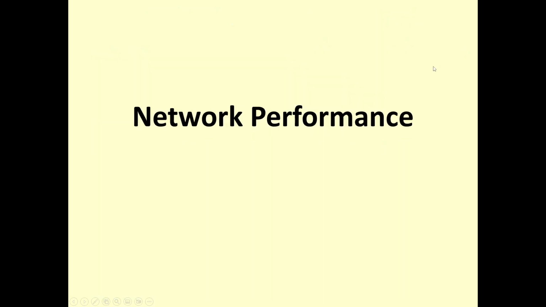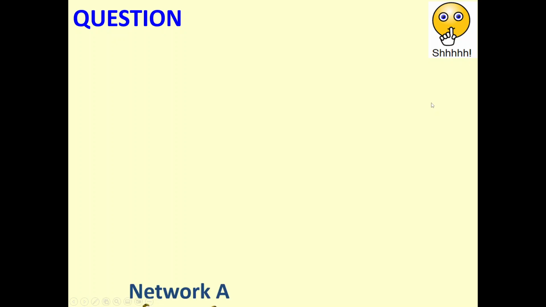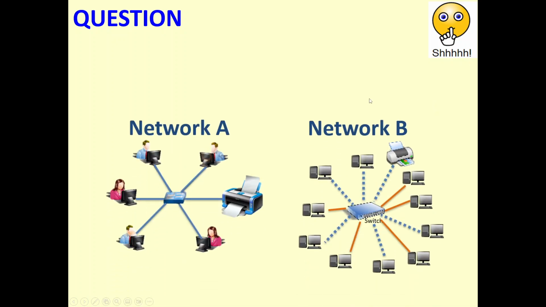Okay, so we're going to start off by looking at network performance. We've looked at types of networks, we've looked at wired versus wireless. There are lots of things that can affect the performance of a network. So have a look at these two here. Different things that could affect the different networks. Well, we've talked about wired and wireless.